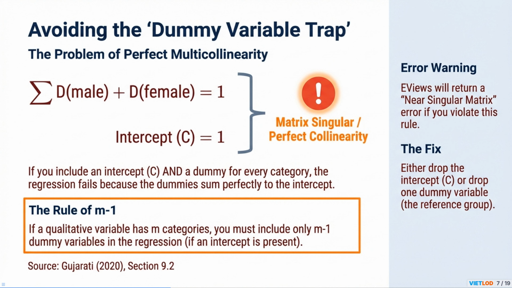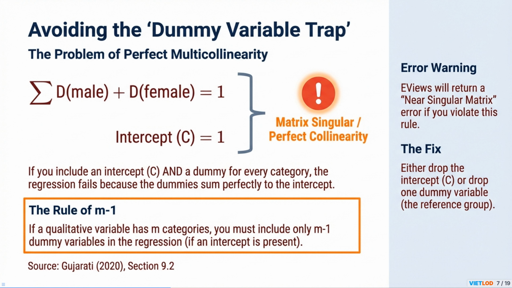The dummy variable trap is a scenario of perfect multicollinearity. It occurs when you include a dummy variable for every category of a qualitative variable, in addition to an intercept term in the model. For example, if you have a dummy for male and a dummy for female, the sum of these two dummies for any observation will always be 1. The intercept term in a regression is also effectively a variable that is always 1. This perfect correlation makes it impossible for the software to estimate the coefficients. The solution is the M-1 rule.